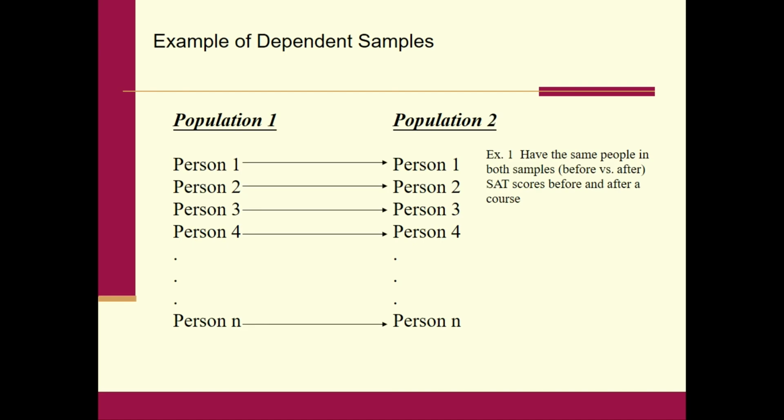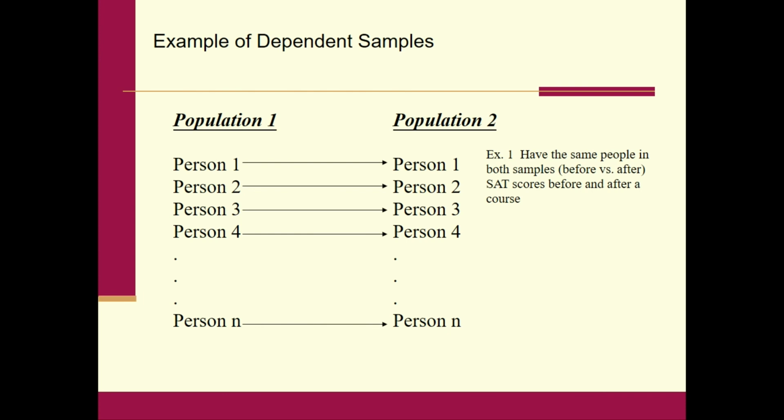This is similar to the first situation where you had the SAT scores. You have population 1 and population 2, and we took a random sample from each one. Person number 1's SAT score is going to be compared to person number 1's score, just after they took the course. That's why I have a line going straight across from person 1 to person 1, person 2 to person 2, person 3, right? The comparison can only be to themselves.